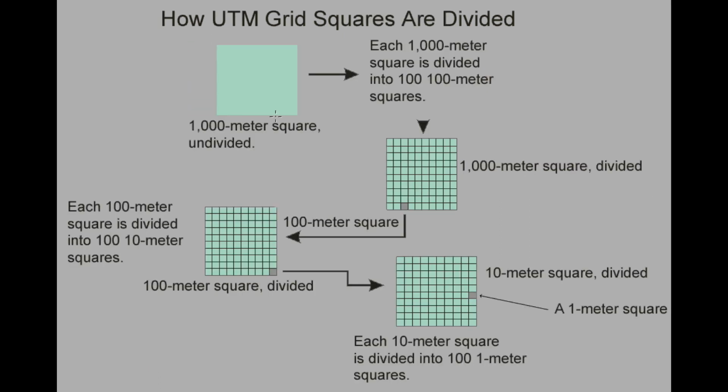Okay, so now we'll look at a 1,000 meter square here and see how it is divided. Each 1,000 meter square is divided into 100 100 meter squares. So each of these little squares is 100 by 100 meters. If we zoom in on one of these little 100 meter squares, it is divided into 100 10 meter squares. So each of these little squares is 10 meters by 10 meters. Then each of these 10 meter squares is divided into 100 1 meter squares. So each of these little squares is 1 square meter. And that is the smallest unit in the UTM grid.